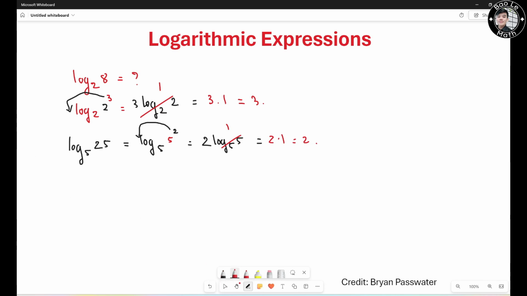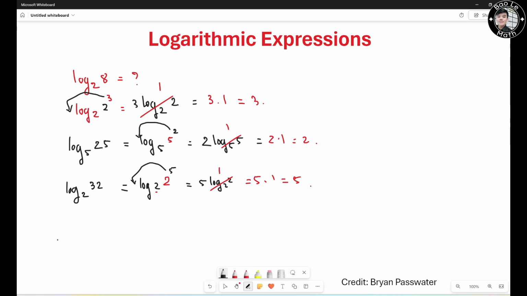Now, next one. For example, if we have log base 2 of 32. We just rewrite log base 2. Now we look at this one, we see the base 2 right here, so we need to write 2 over here. Now 32 means 2 to the power of 5. So we bring 5 to the front. So it's 5 log base 2 of 2. Log base 2 of 2 means 1. So we have 5 times 1, which means 5.